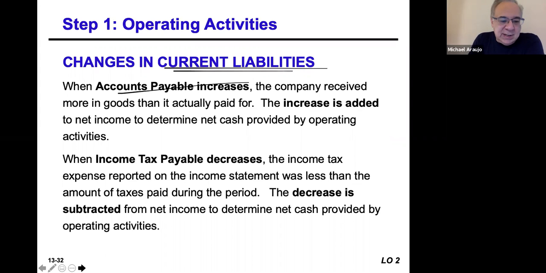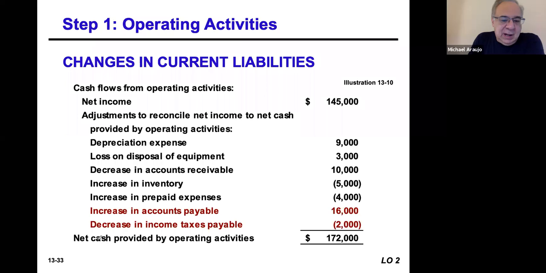So in this case here, they had a decrease in income tax payable. So if you decreased your debt, because payable is basically debt, you used cash. And so that's the usage right here.